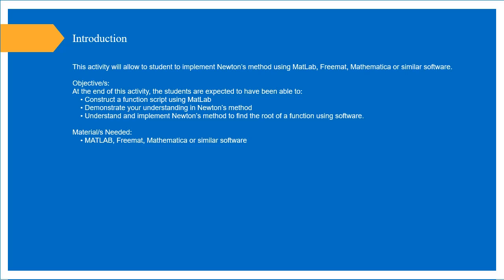Our objective is that by the end of this activity, we are expected to be able to construct a function using MATLAB, demonstrate our understanding of Newton's method, and understand and implement Newton's method to find the root of a function using software. Materials needed are MATLAB, Freemat, Mathematica, or similar software.